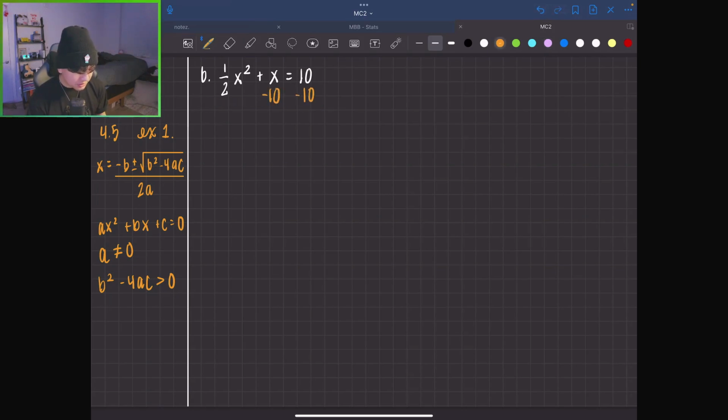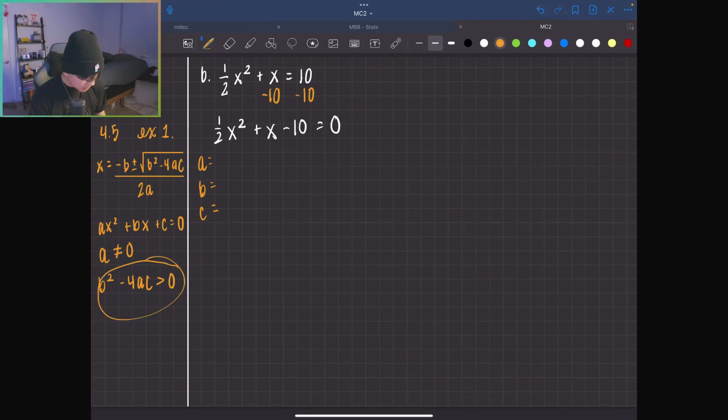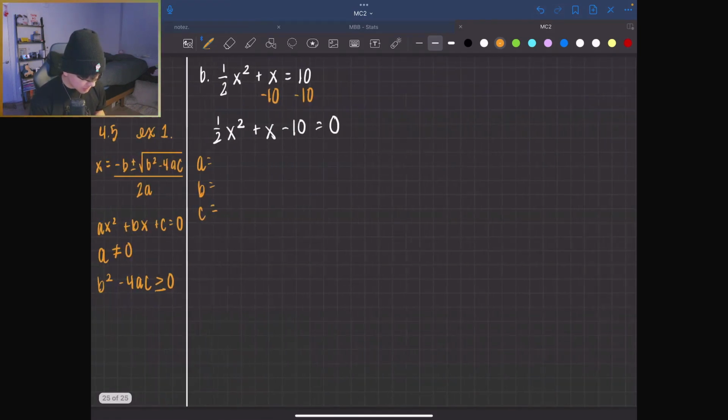Let's subtract 10 on both sides. So move everything to one side of the equation, so that way it equals 0. So now what are we going to have? 1/2 x squared plus x minus 10 equals 0. And now we can identify our a value, our b value, and our c value. We know that a does not equal 0. And let's just make sure that b squared minus 4ac is greater than or equal to 0, actually.